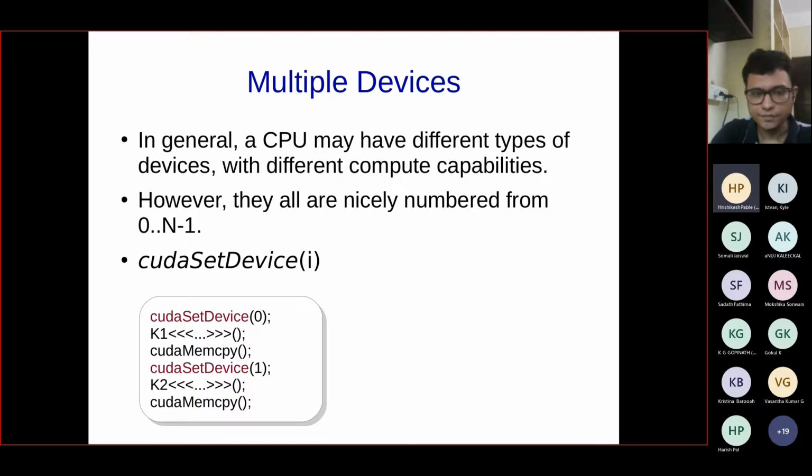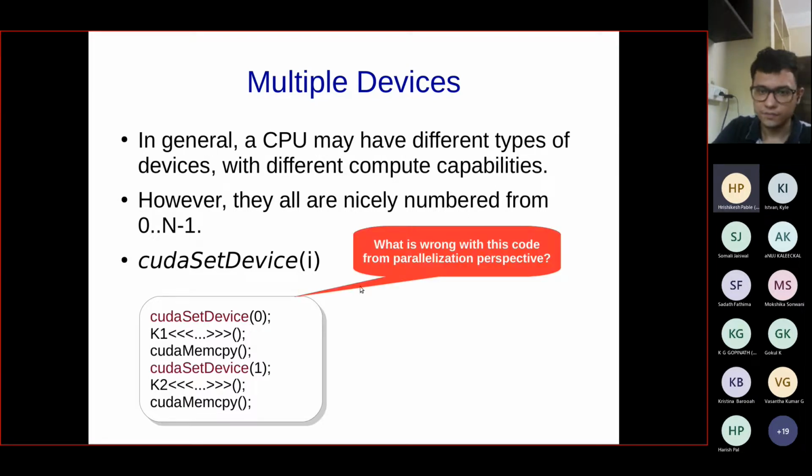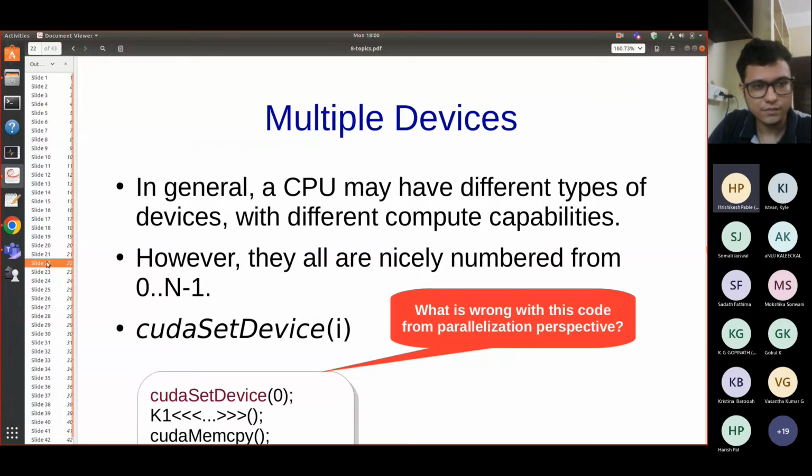So I hope that is clear, that based on this CUDA set device, whatever statements come after it will be pushed to the appropriate GPU, if they are associated with the GPU in some sense. Okay, so there is something wrong with this code from the parallelization perspective, and I want you to think about what is wrong with this code. I'll probably go to the chat.